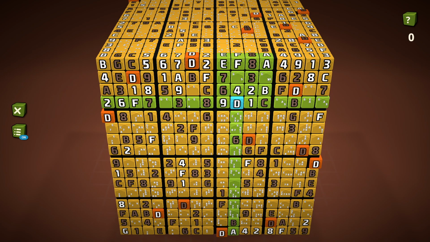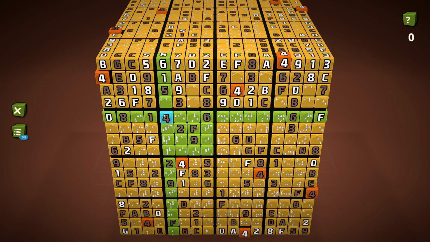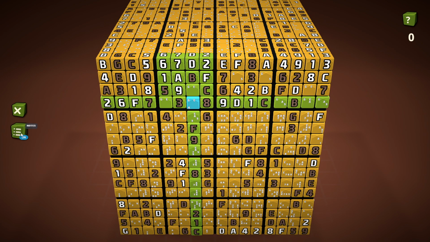Cool. G and 5, so G, E, and 4, but this one can't be a 4 because it's right there, and that one can't be a 4 because it's up there, so only this one can actually be a 4. A5, G5.